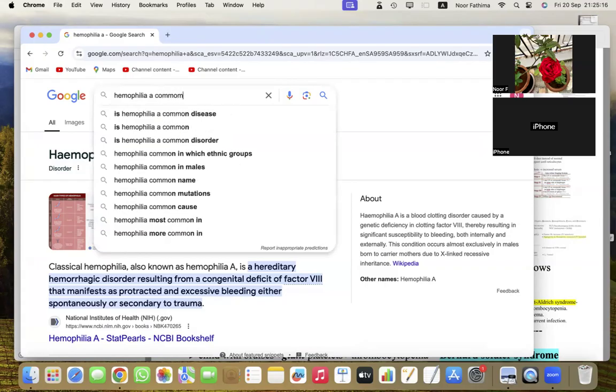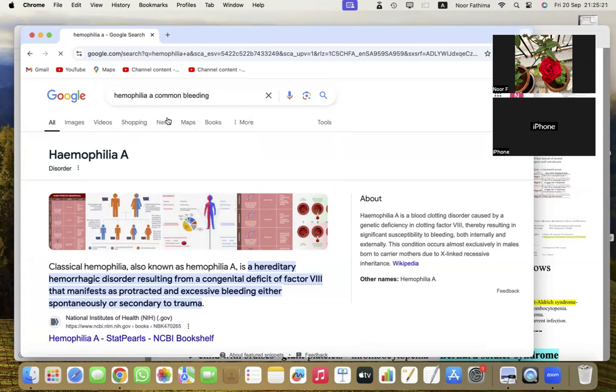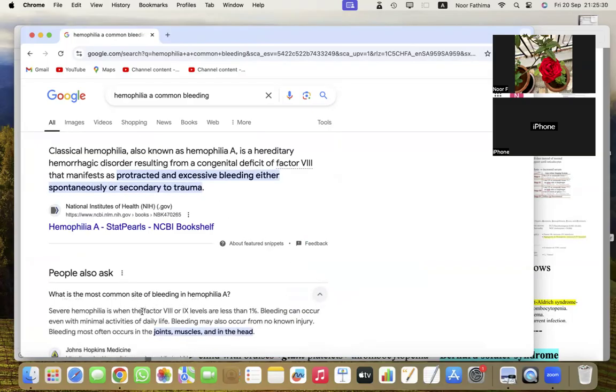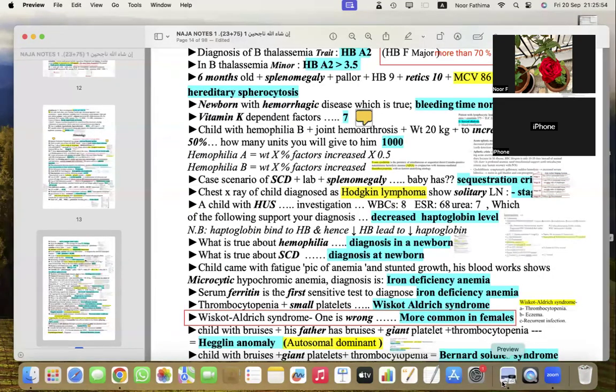Severe hemophilia is where factor 8 and 9 levels are less than 1%. Bleeding can occur even with minimal activities of daily life. Bleeding may also occur with no known injury. Bleeding most often occurs in joints, muscles, and in the head, not the mucosal. Mucosal is not the commonest in hemophilia. So whatever options he has given here is not correct.